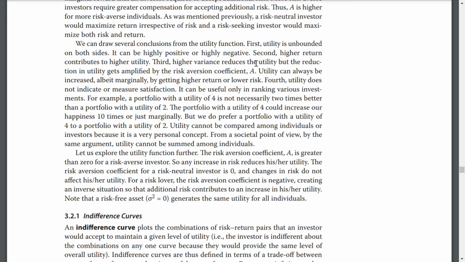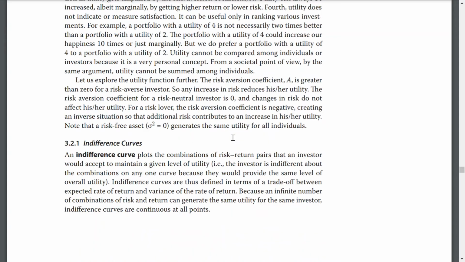Let us explore the utility function further. The risk aversion coefficient, A, is greater than 0 for the risk-averse investor, so any increase in risk reduces his or her utility. The risk aversion coefficient for a risk-neutral investor is 0, and changes in risk do not affect his or her utility. For a risk lover, imagine being called a risk lover, the risk aversion coefficient is negative, creating an inverse situation so that additional risk contributes to an increase in his or her utility.